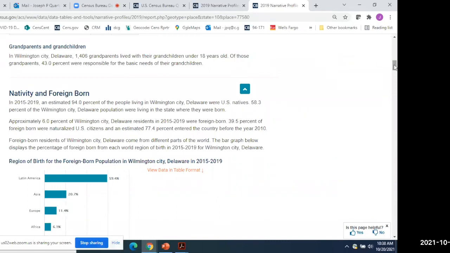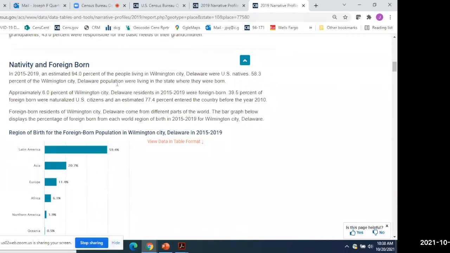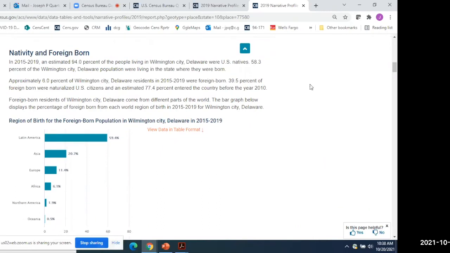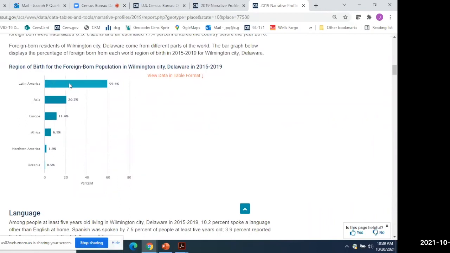It tells us the percentage of native and foreign born. And in Wilmington, 94% of the people were U.S. natives. But for those that were not U.S. natives, where were they born? And here we could see where they were born. Most of those that are not U.S. natives in Wilmington were born in Latin America.